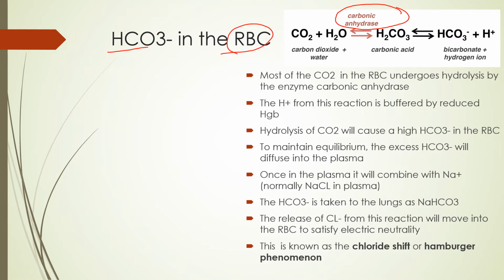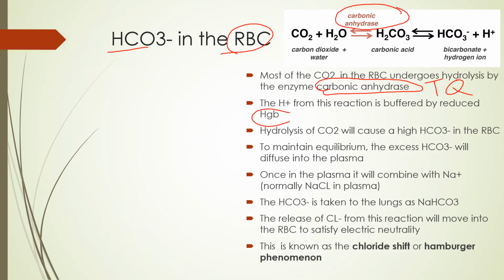Most of the CO2 in the red blood cell undergoes hydrolysis by the enzyme carbonic anhydrase. I would totally remember that it's carbonic anhydrase that helps them undergo hydrolysis, right? What happens here is ultimately, we've already talked about this before, we'll get hydrogen ions from this reaction, right? And those hydrogen ions will be buffered by the hemoglobin, right? It's just going to be buffered by it, and I have that resource document that talks about that further.